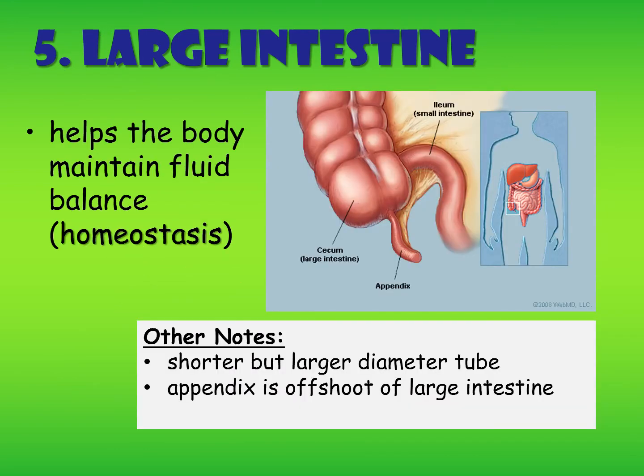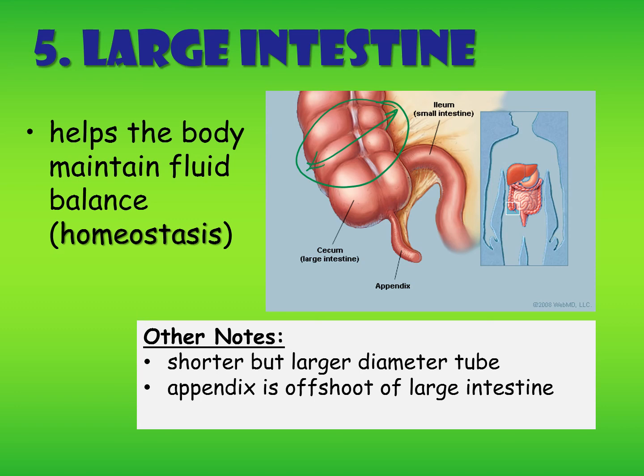So we would consider our large intestine a homeostasis organ, or an organ that helps with homeostasis, because it's helping us maintain that fluid balance in our body. The other thing about it, it is called large because the size of the tube, the diameter of the tube, is wider than the small intestine. It's not as long as the small intestine.